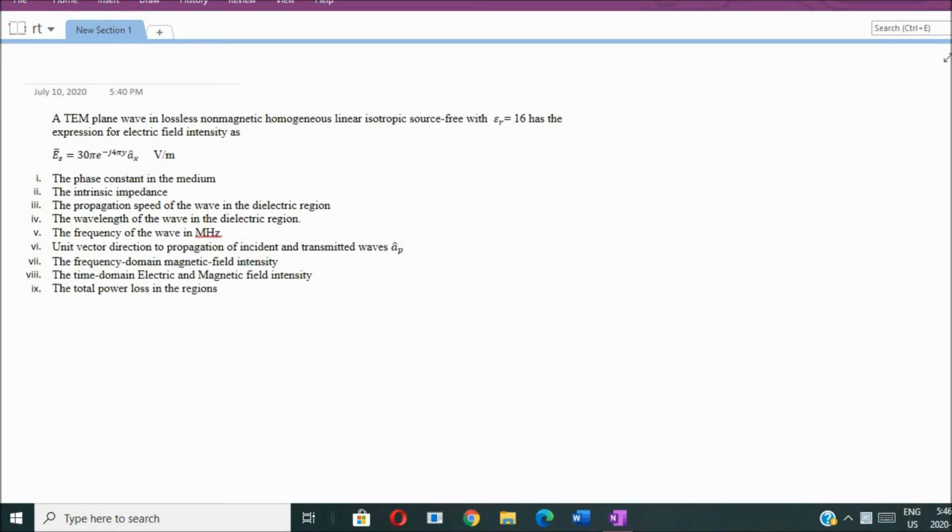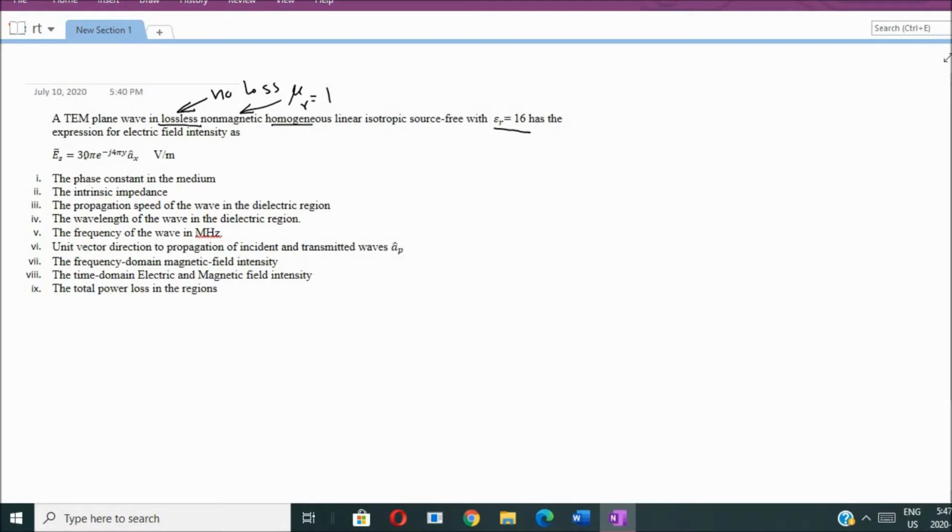Welcome everybody. I want to show you how to solve an electromagnetic wave problem. Here we have a transverse electromagnetic plane wave in a lossless, non-magnetic, homogeneous medium. Lossless means no loss, and non-magnetic means mu r equals 1. The homogeneous, linear, isotropic, source-free medium has epsilon r equal to 16, and this is the electric field expression given.